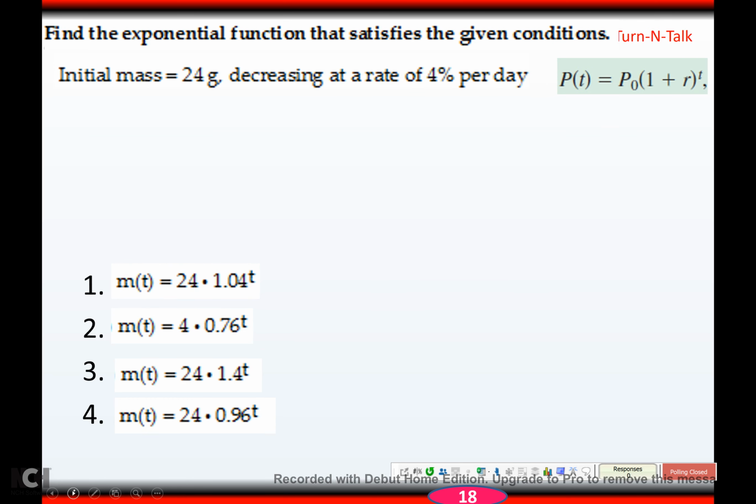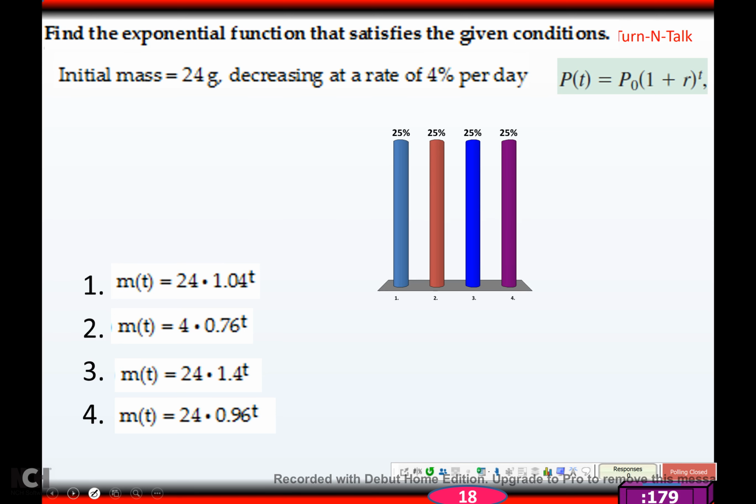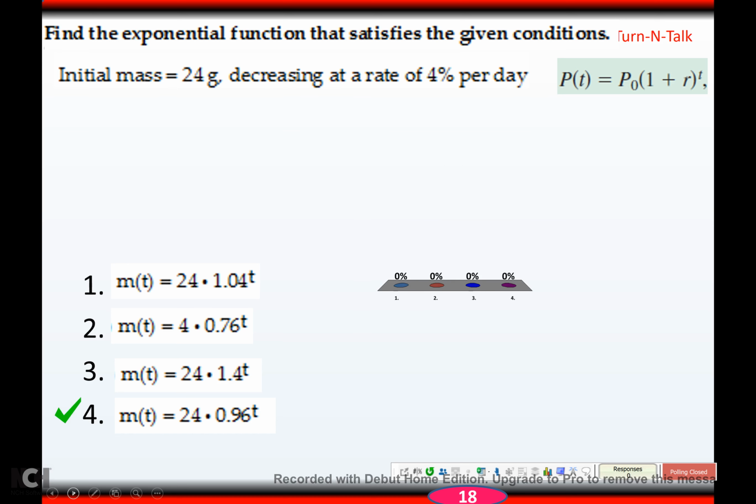Okay? All right, do this one. Come back when you're ready, and hopefully you got number 4. All right, so here's my initial population. It's decreasing at a rate of 4%, so my rate is negative 0.04. So 1 plus a negative 0.04 is 1 minus 0.04, which is 0.96. So there's my 1 plus r. If I change my initial population to 24, my 1 plus r to 0.96 to the t. And again, you should put a 0 in front of it so it doesn't look naked. And there's my function.